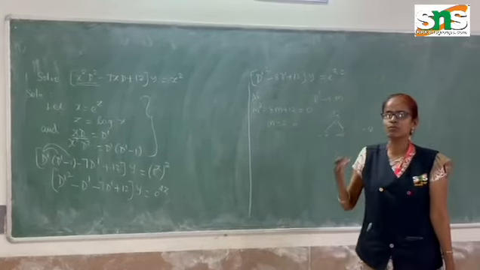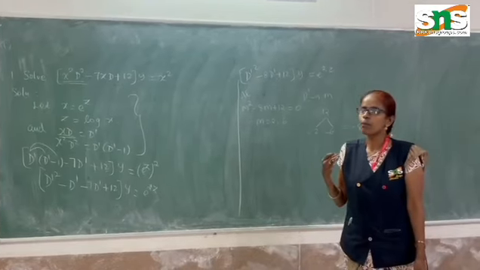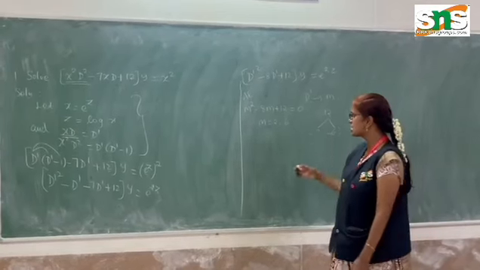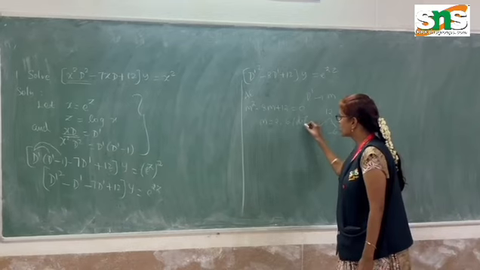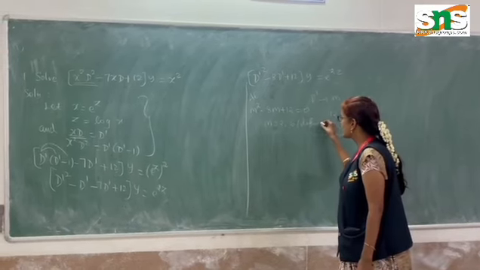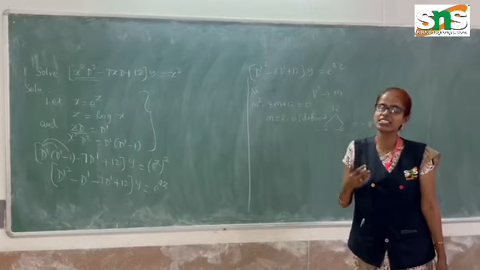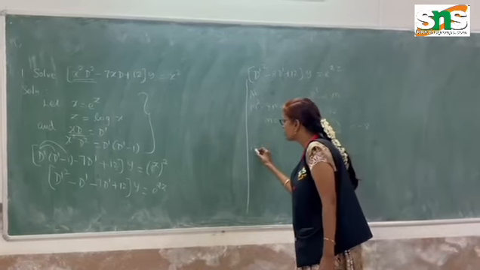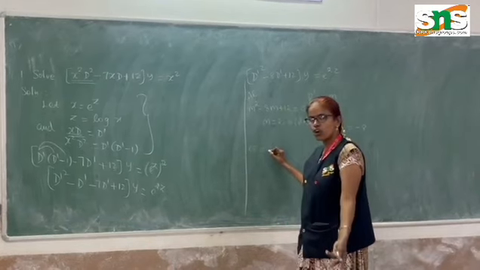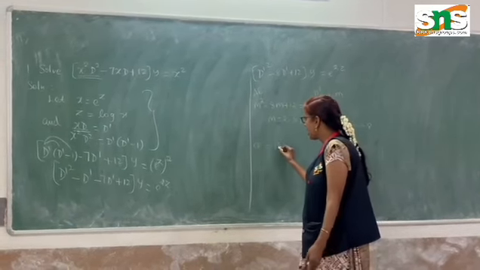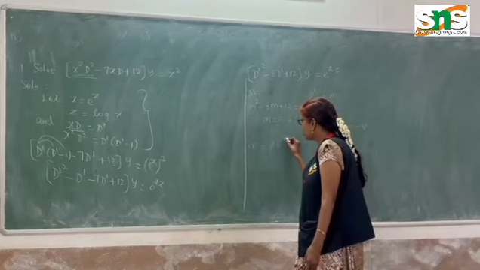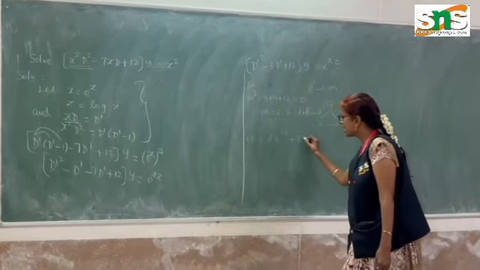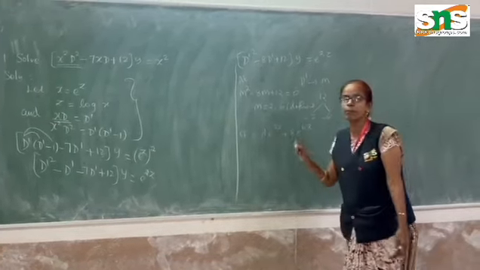There are 3 types of complementary functions we will have. The first is the different case, the second case is same, and the third case is imaginary. This one is under the different case. For the different case, we already know the concept: the complementary function is a e power 2z plus b e power 6z. This is called the complementary function.